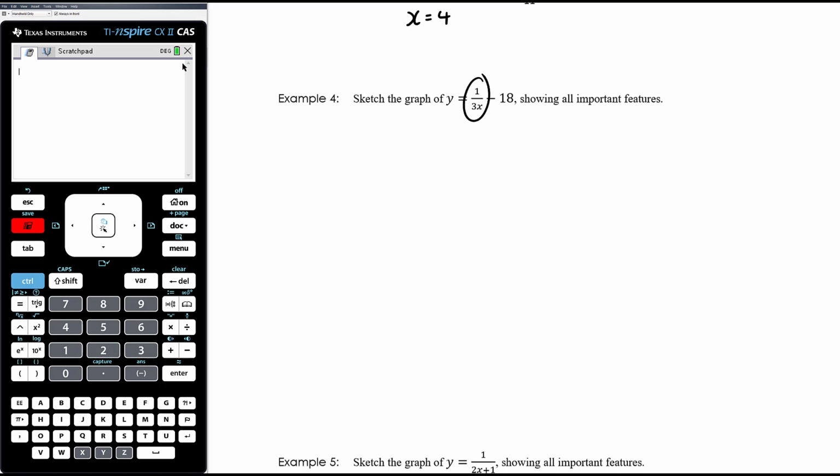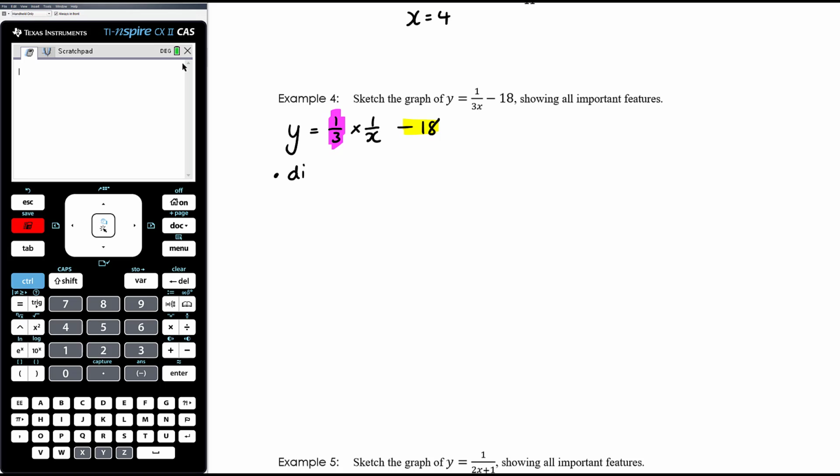Now this is a bit tricky here. I want to think about y equals 1 over 3x as being 1/3 times 1 on x, take away 18. So this is essentially our a value, a times f of x minus h plus or minus k, okay? And then this is our k value here.